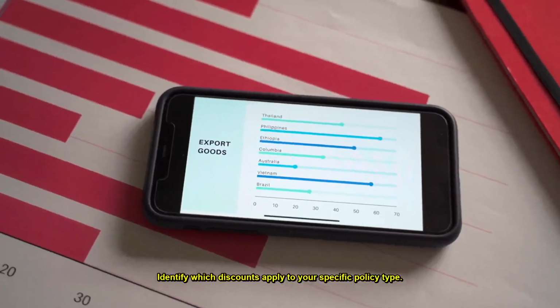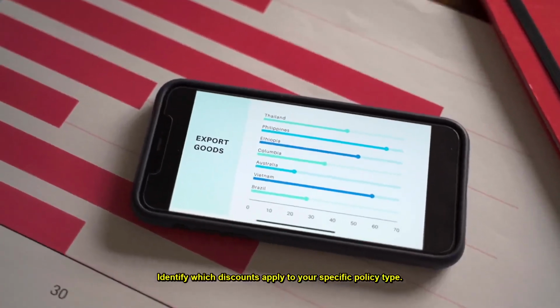Start by understanding the types of insurance discounts offered by MetLife. Visit the MetLife website to access the insurance discount section. Review the categories of insurance such as auto, home, and life. Identify which discounts apply to your specific policy type.